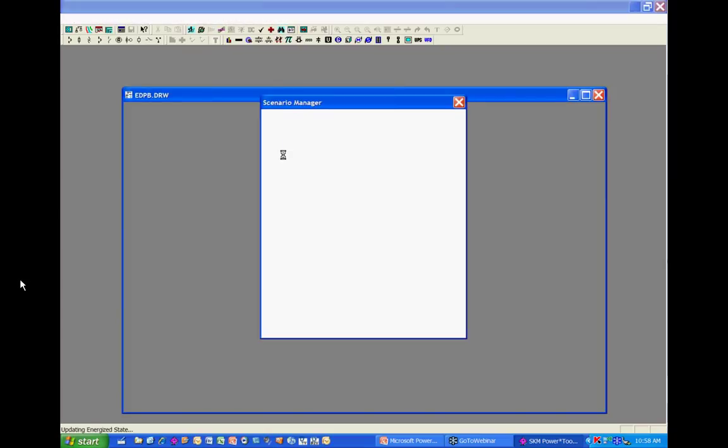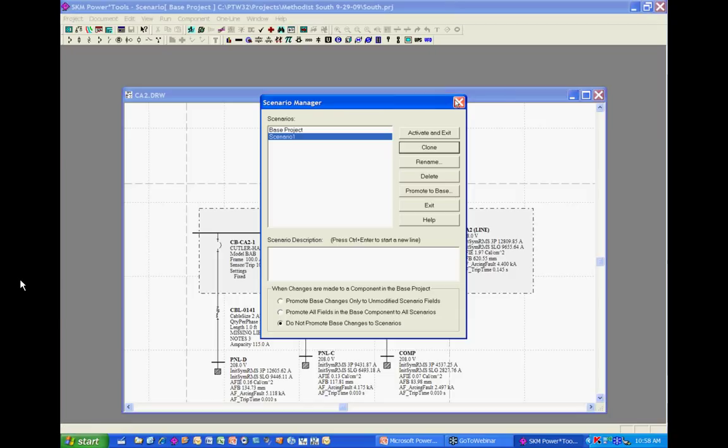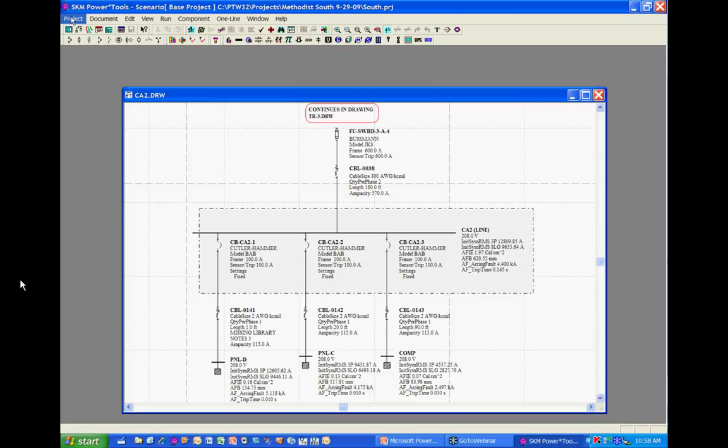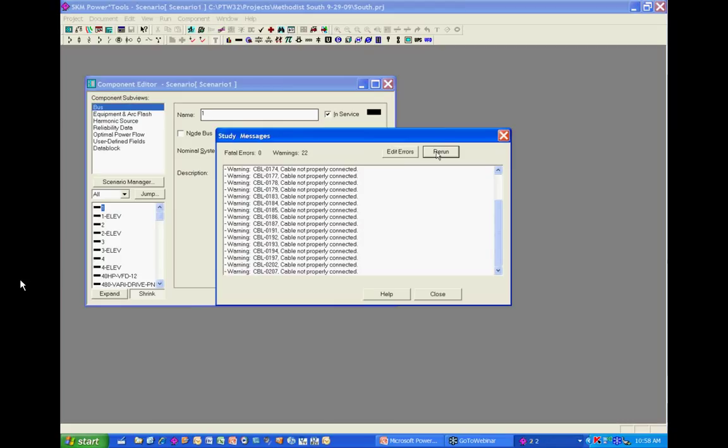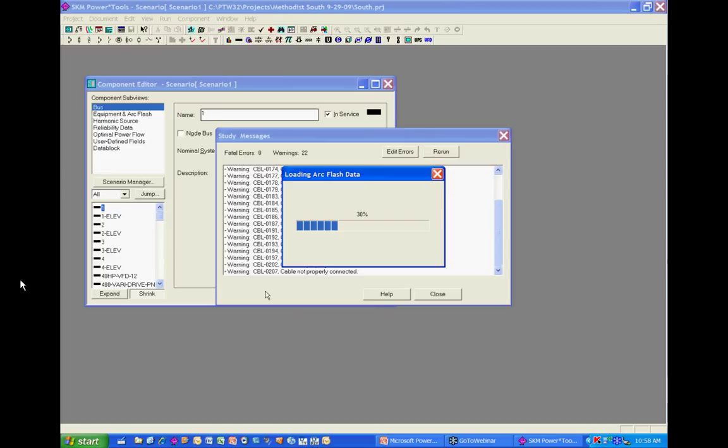No, we're in the base project. So then we go to scenario manager and go to that scenario, okay? Activate and exit. So now we are in scenario one. We can change everything we want. So if we want to change things in the ArcFlash, let's run the ArcFlash for the scenario. And we're going to change different settings. And therefore, when you calculate the ArcFlash in one scenario, it's going to be with those settings, those options. And when you calculate the ArcFlash in the base scenario, in the first scenario, it's going to have the other options, okay?